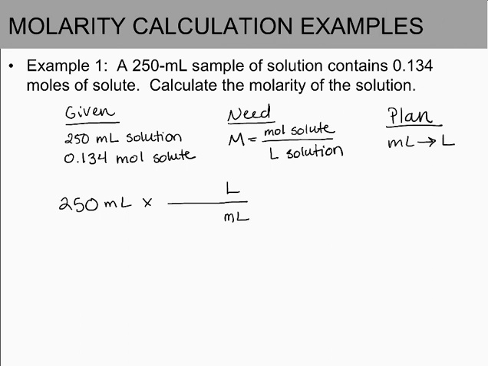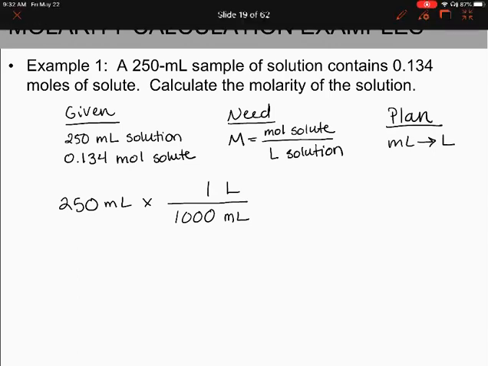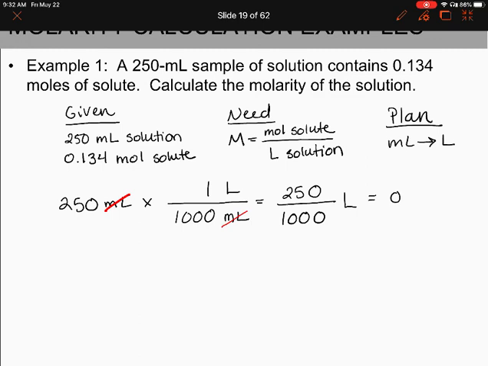And remember, milliliters are smaller. Okay, so hopefully you remembered that there are 1,000 milliliters for every 1 liter. So we're going to cancel the unit of milliliters, and we're going to divide 250 by 1,000. So that will give us 0.250 liters.